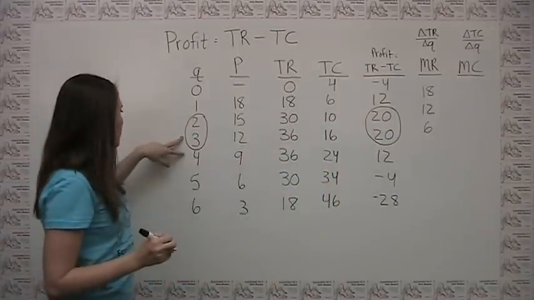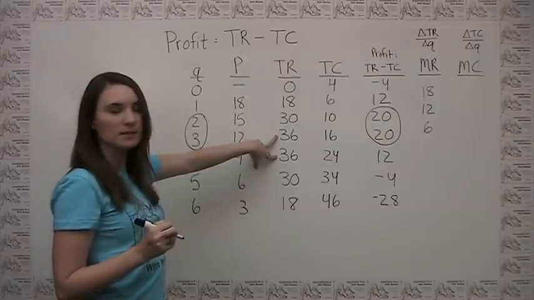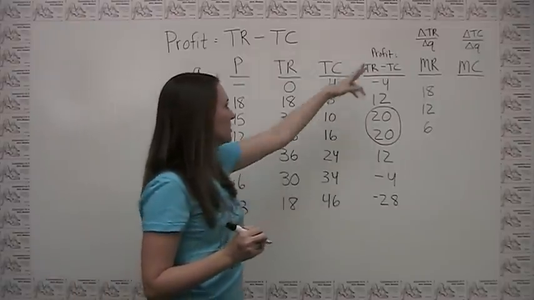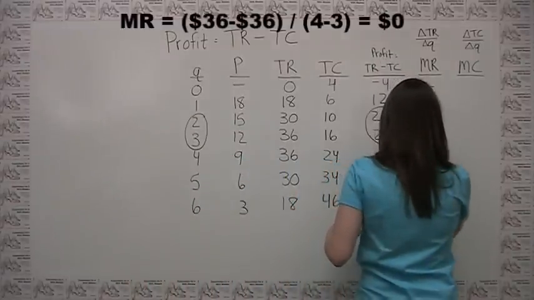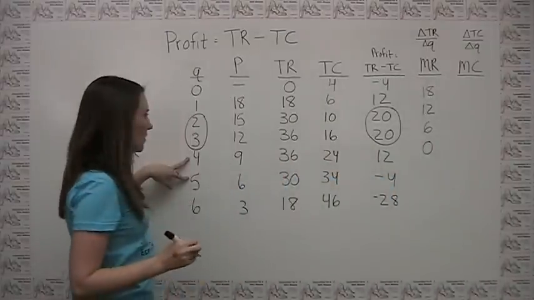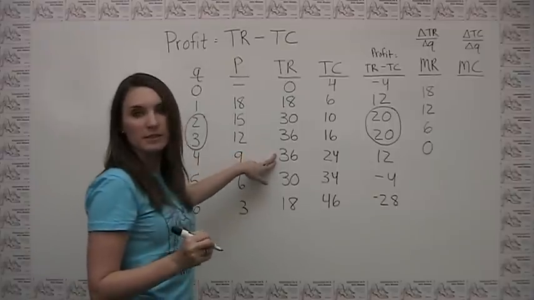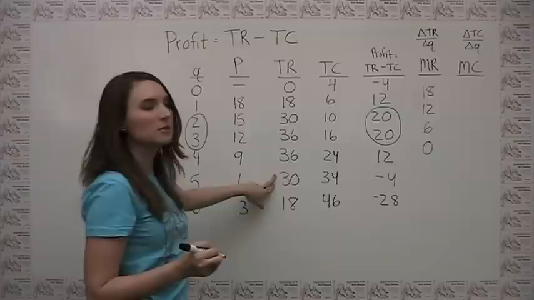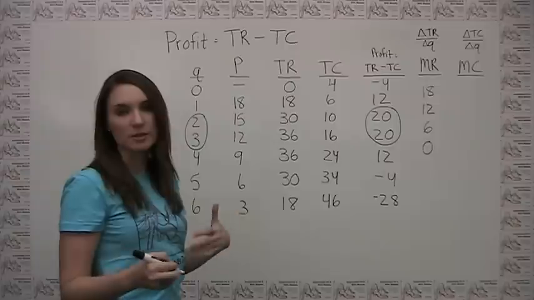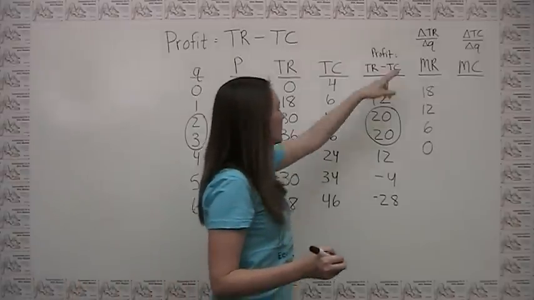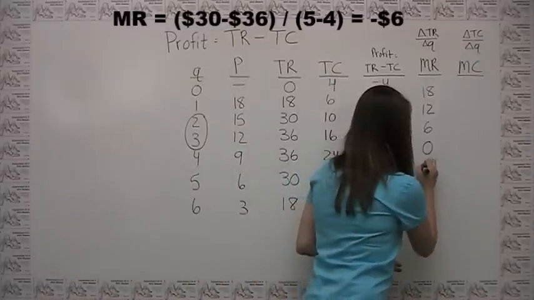When I go from 3 units to 4 units, my total revenue doesn't change. It goes from 36 to 36. So my change in total revenue divided by change in quantity is just 0. When I go from producing 4 units to 5 units, my total revenue actually decreases. It goes from 36 to 30, for a difference of negative 6, since I decreased by 6. So in this case, my change in total revenue is just negative 6 divided by 1, or negative 6.